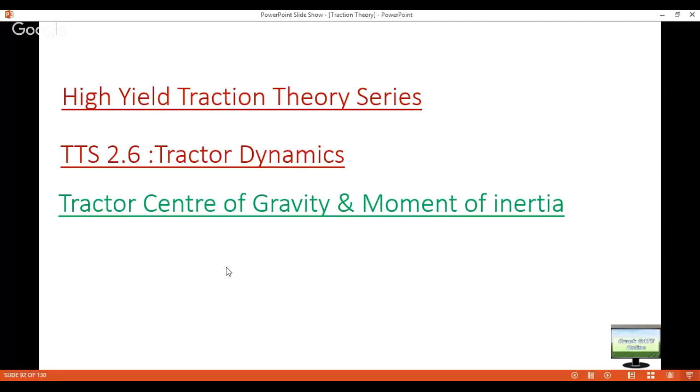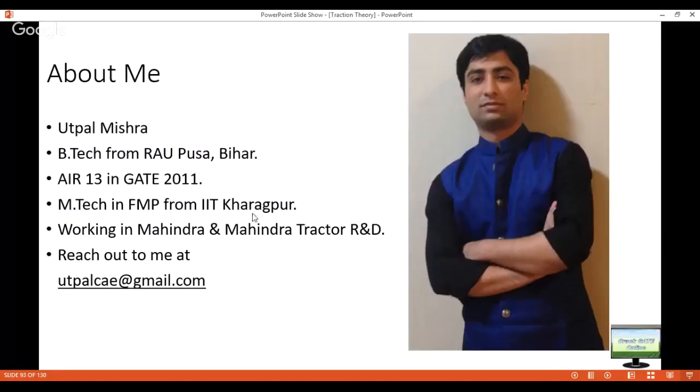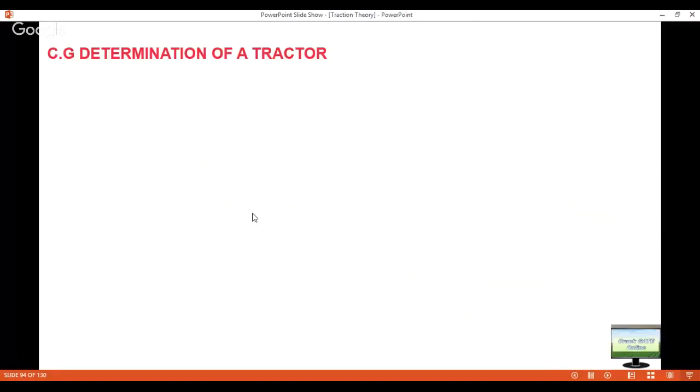Okay, so moving ahead, this is about me. And the first thing is center of gravity determination of a tractor. Okay, so first things first, what does center of gravity mean?